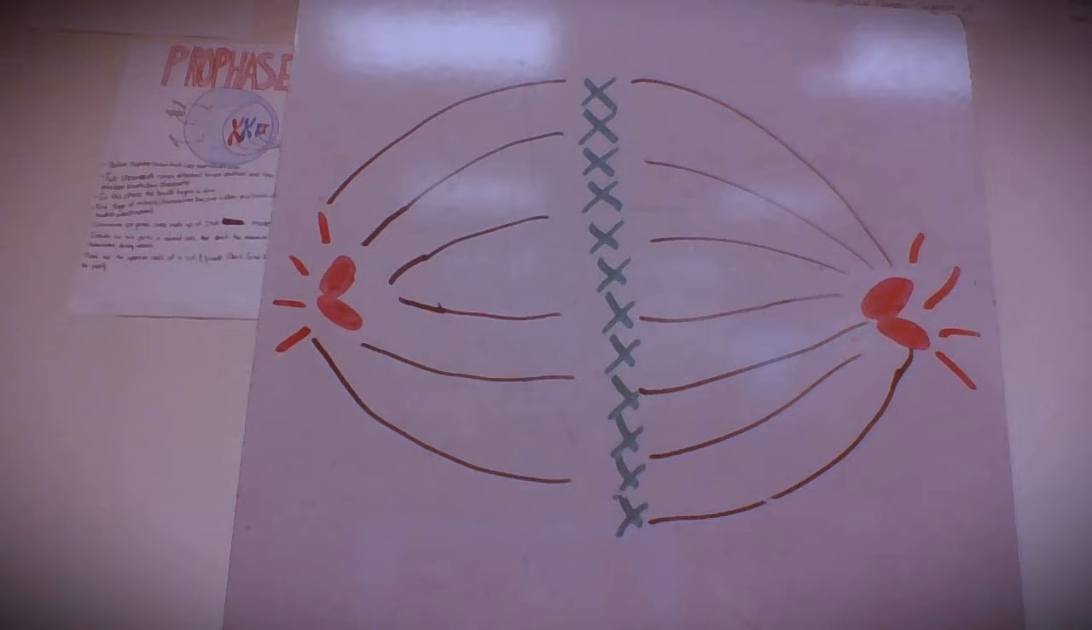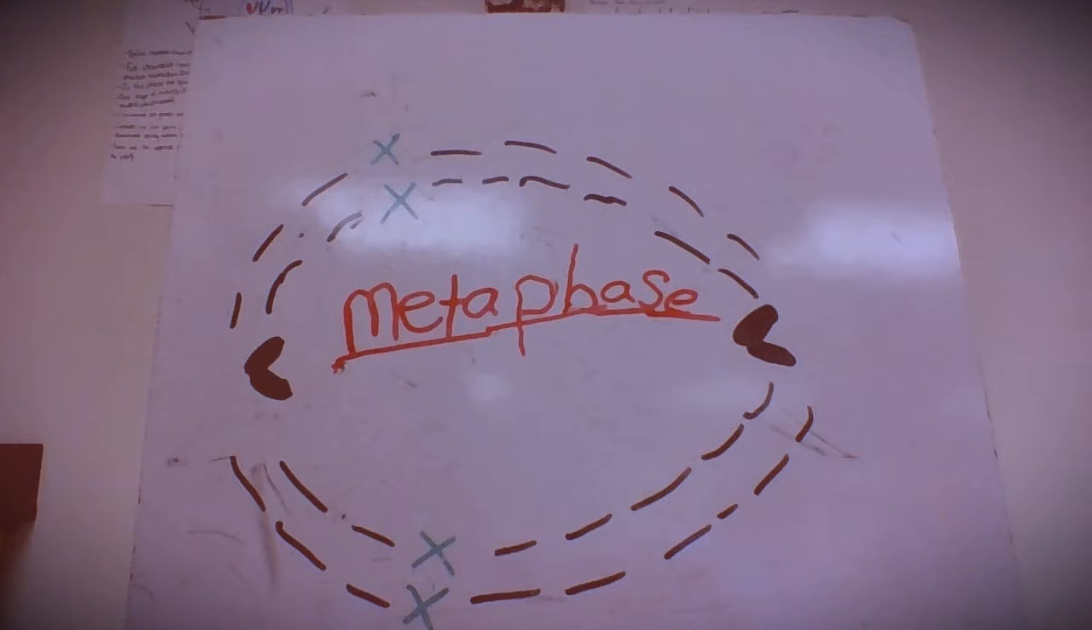Metaphase. This is when the chromosomes line up along the metaphase plate. The chromosomes line up across the center of the cell. Each chromosome attaches to the spindle fiber at its centromere, still holding the chromatids together.